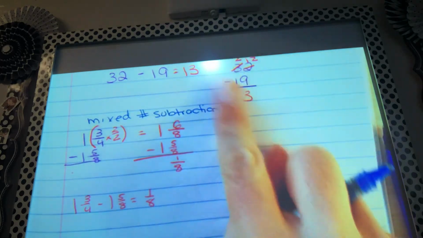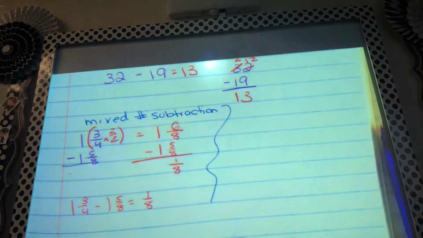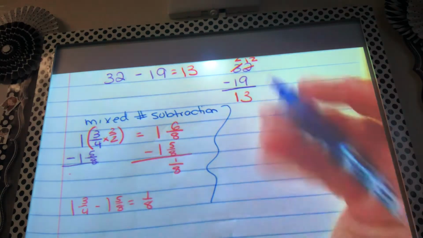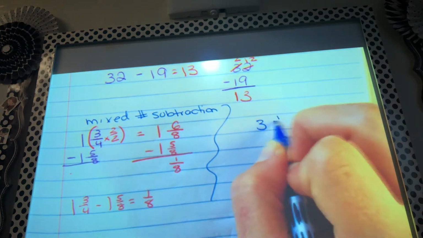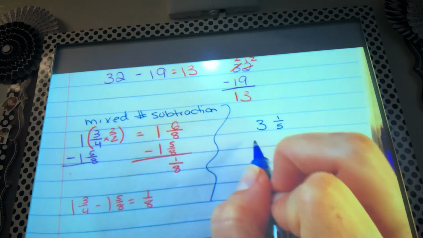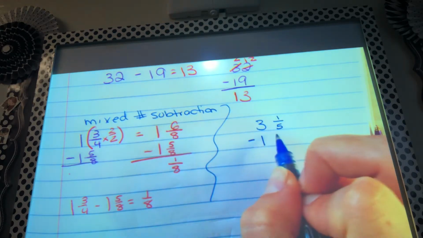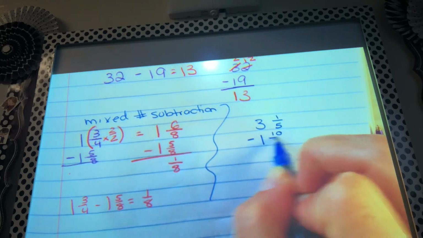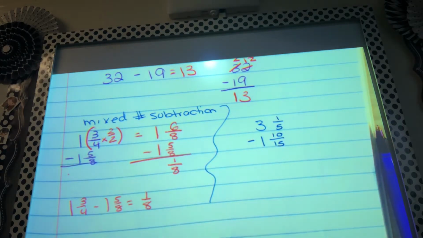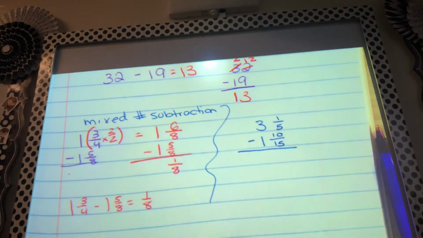If I remember my whole numbers up here, let's say I have a value similar to 3 and 1/5, take away 1 and, let's say, 10/15. So now that I have these two values, I wrote them vertically, which is important to do at first.